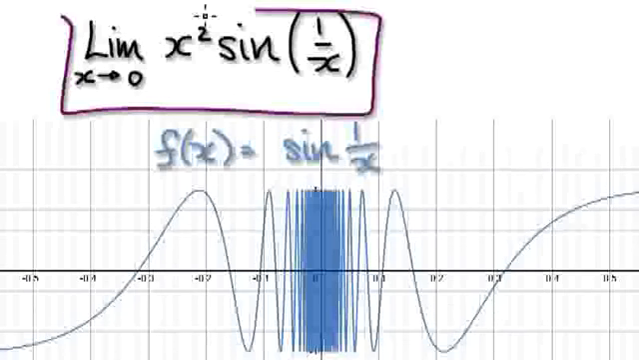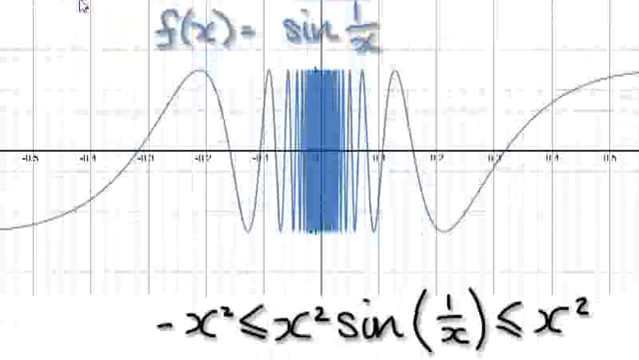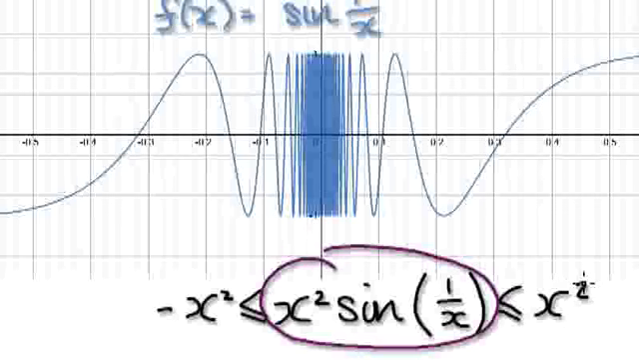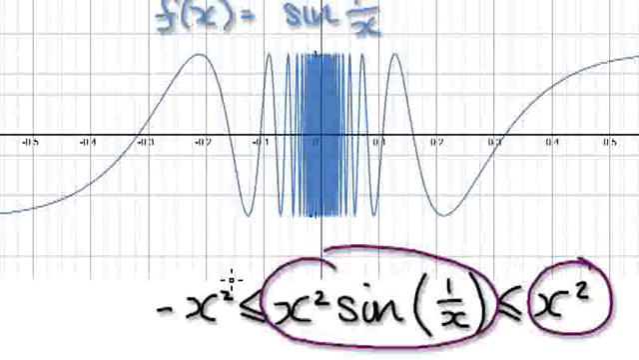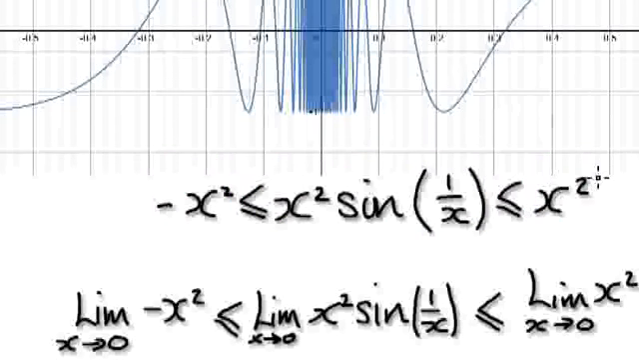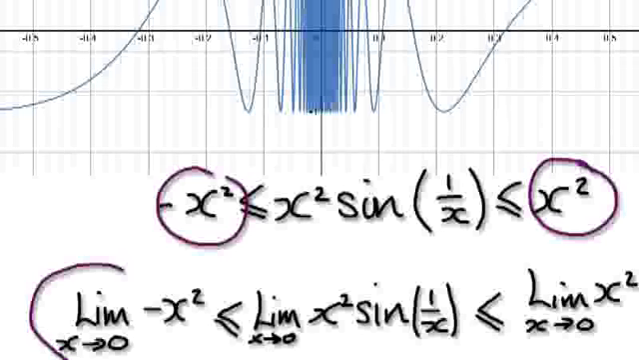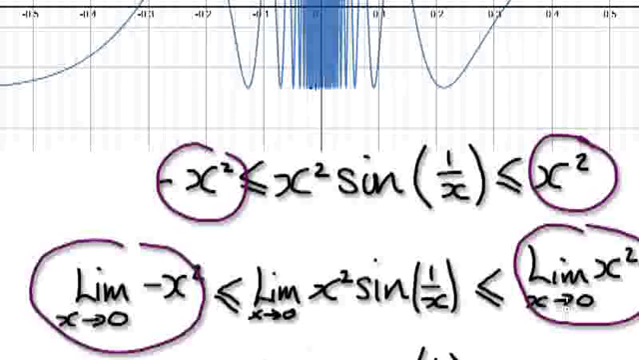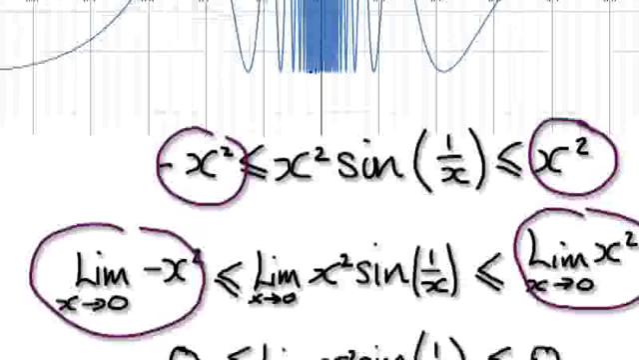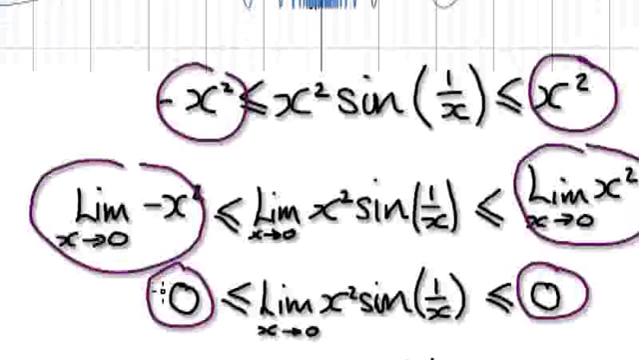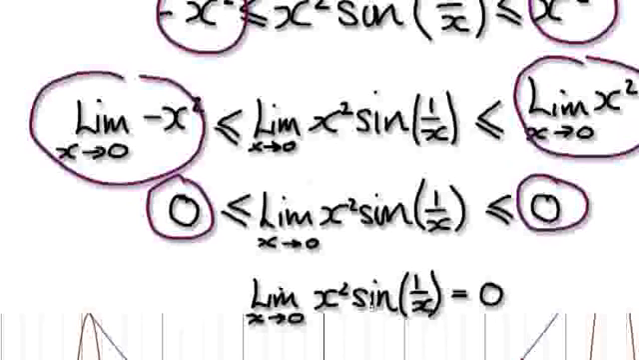We start out with this, trying to solve this, but then we rewrite it in this form. So this is our function, and we know it's between here and here. What we do is take the limit of this and the limit of this. The limit of x squared as x approaches 0 would be 0, and this here is also 0, and our limit is somewhere in between 0 and 0, so it must be 0.